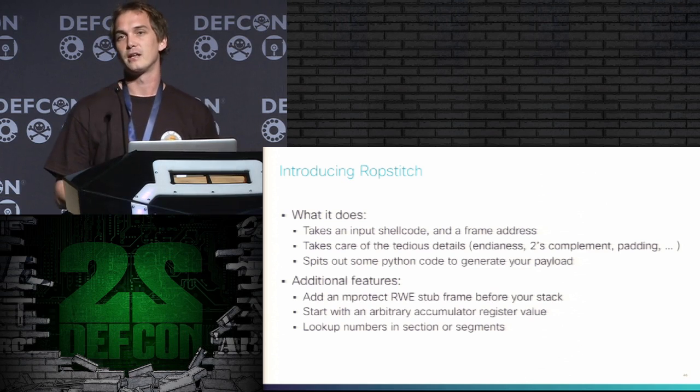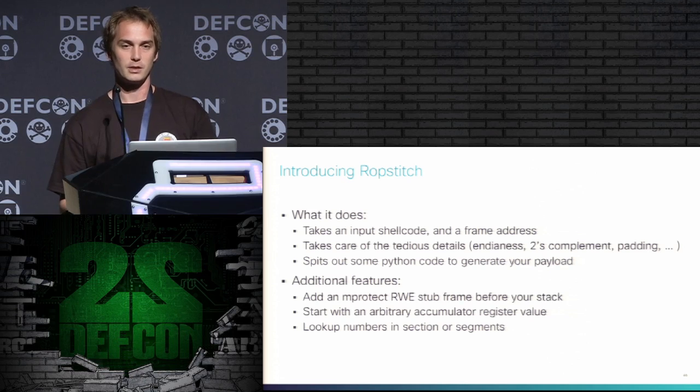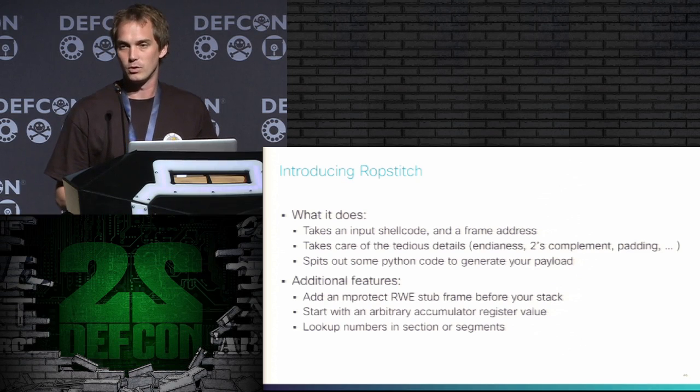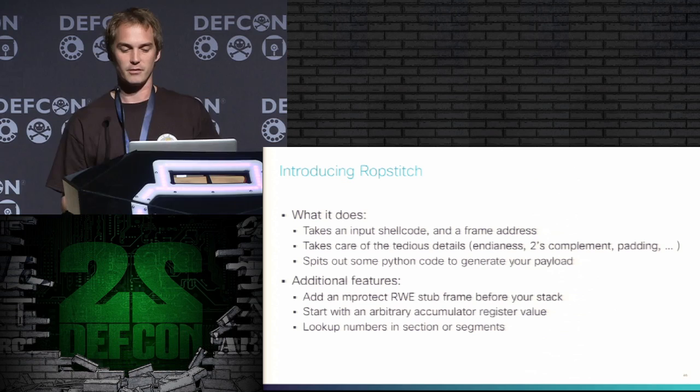Now what it does also is that, for the time being we've copied our payload to a fake stack we've got, but that stack is read-write for the time being, right? So the tool will add a small mprotect read-write-execute stub frame before your payload. It allows you to change the memory permissions at runtime so that your shellcode can run. And it's got a bunch of additional functions, like it can start with an arbitrary EAX value, and it can look up numbers in sections or segments depending on what you want to do, and all that kind of stuff.